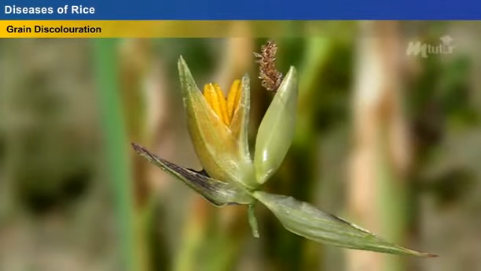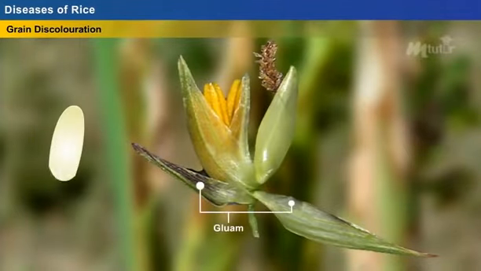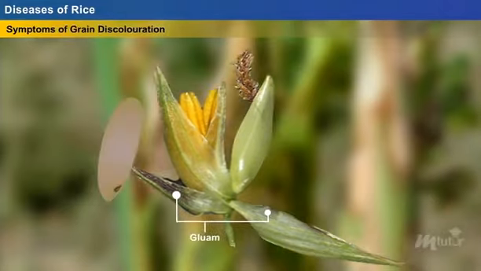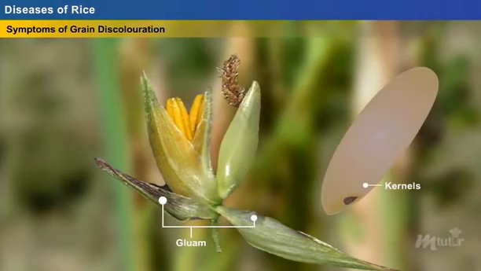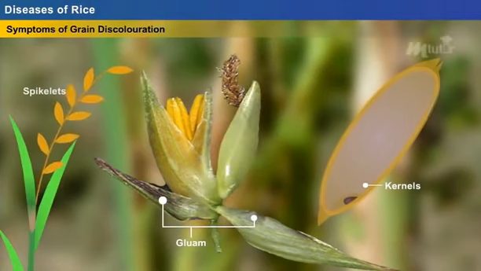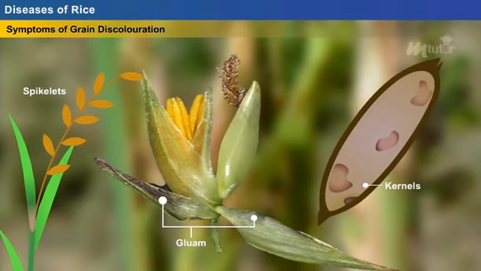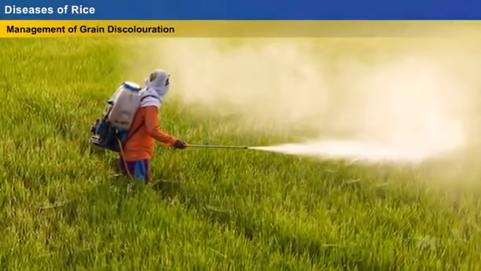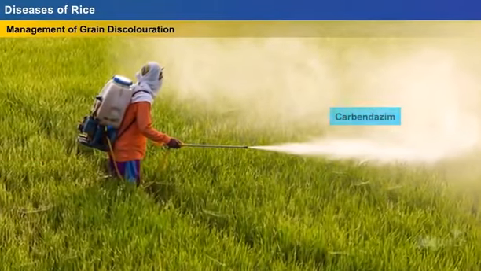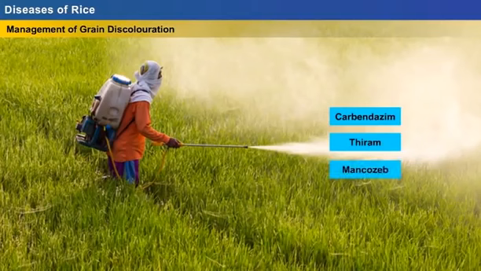The infection may occur externally on the glumes or internally on the kernels, resulting in discoloration of the glumes or kernels. Symptoms of grain discoloration: darkening of glumes or spikelets to brown or black in color, appearance of dark brown or black spots on the grains. Grain discoloration can be prevented by spraying carbendazim, thiram, and mancozeb at 1:1:1 ratio during the middle of the flowering stage.